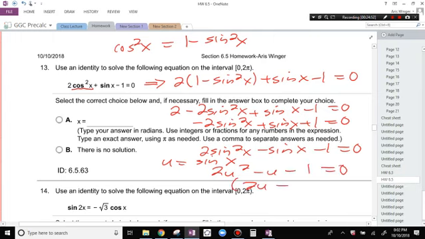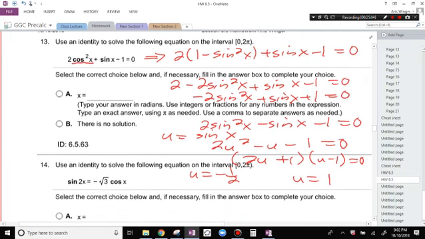2u plus 1, u minus 1 is equal to 0. So u is equal to minus 1/2, or u is equal to 1. And then again, u was sine. Sine x is minus 1/2, or the sine of x is equal to 1. And again, it's just a circle.